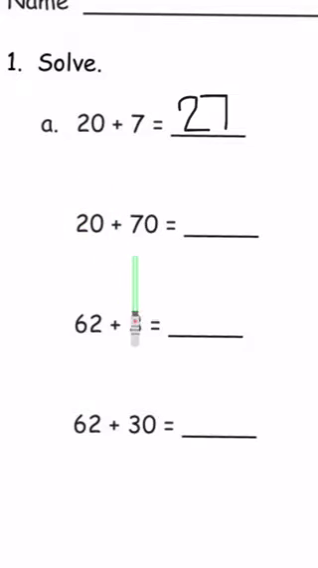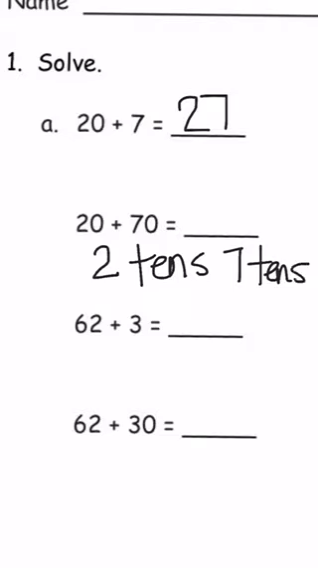20 plus 70. If we look at this problem, we know that 20 is the same as 2 tens. So I'm going to write that out. 2 tens is the same as 20. And 70 is the same as 7 tens. So we're going to add 2 tens and 7 tens. Well, I know that it's easier for me to see 2 plus 7 equals 9. So I know that 2 tens plus 7 tens equals 9 tens. And so our answer would be 90.